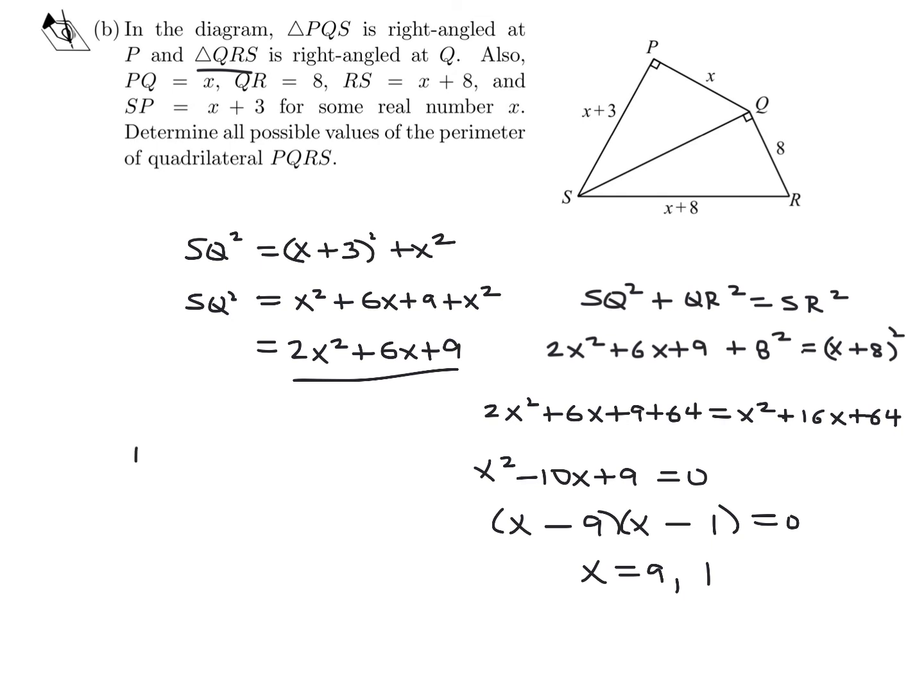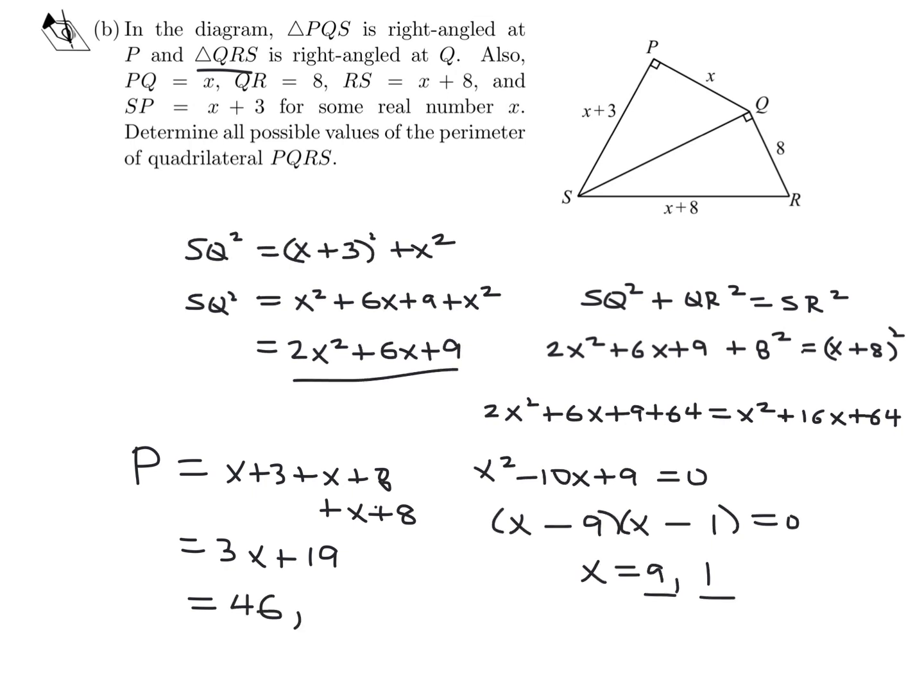Now the perimeter of this shape is x plus 3 plus x plus 8 plus x plus 8, and that is 3x plus 19. When x is 9, that is going to equal, let's see here, 3 times 9 is 27, and 27 plus 19 is 46. When x is 1, it will equal 22. So those are the two values of the perimeter, 22 and 46.